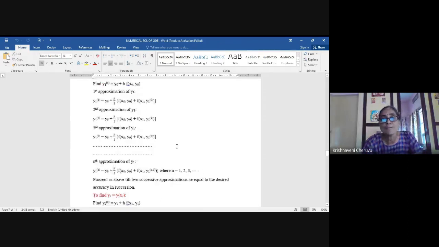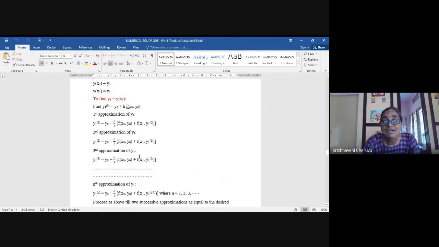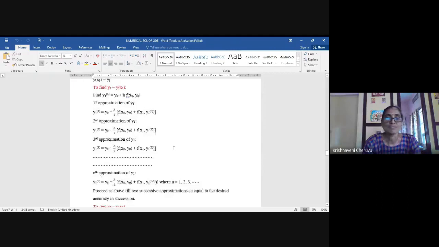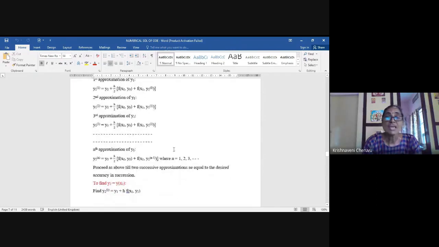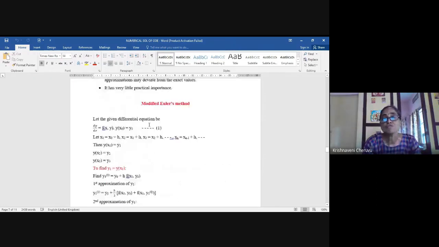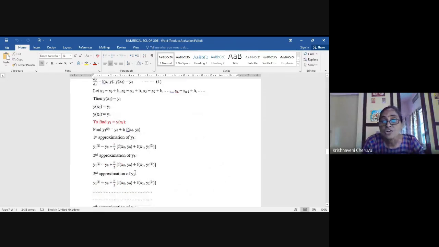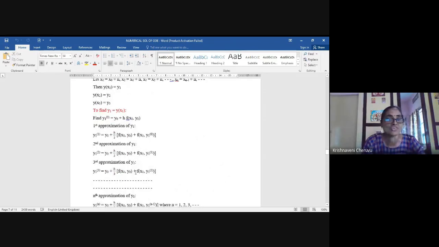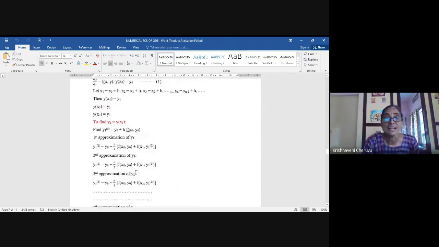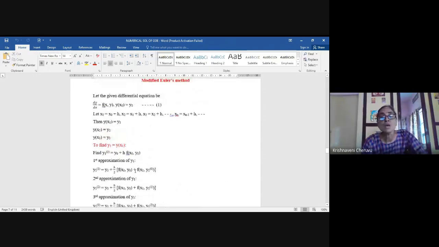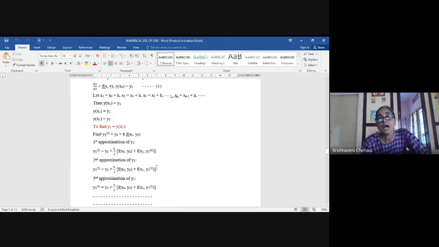So keep on finding out the approximate values for y1 until you get two equal approximations in succession to the desired accuracy or place of decimals. Okay, so from y0 you are able to find out y1. To get y1 so many steps are involved, so this is not a one step process like in the case of Euler's method. That is the difference between Euler's method and modified Euler's method. This is a better method and it will give you less error.